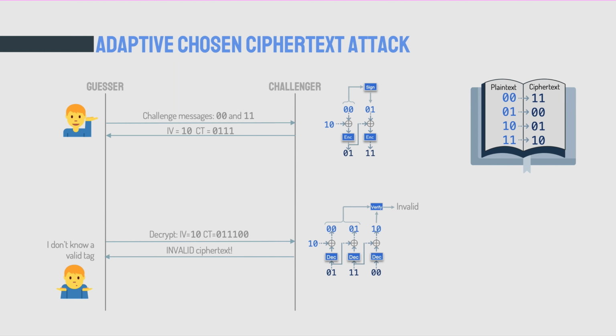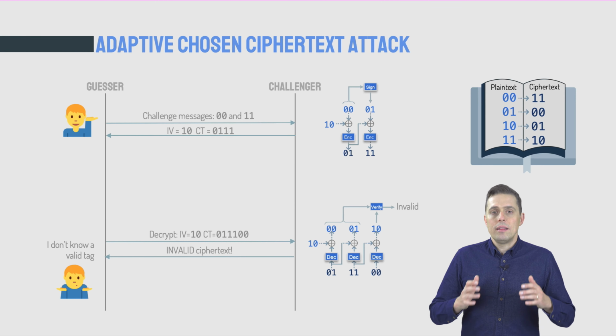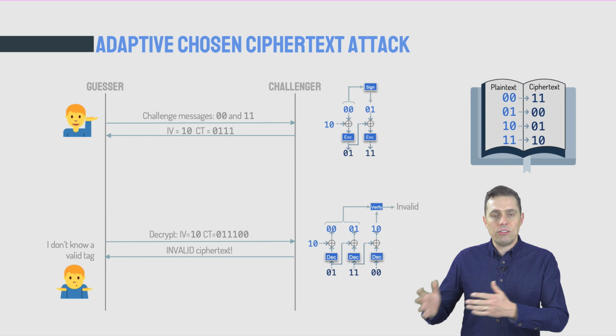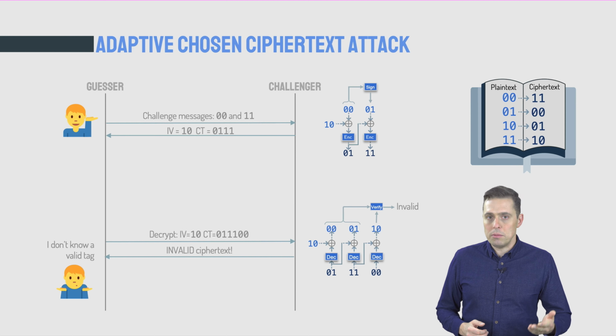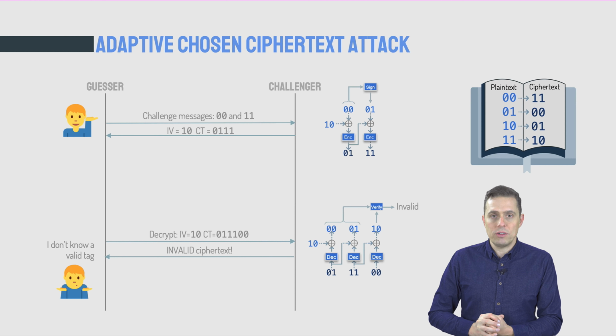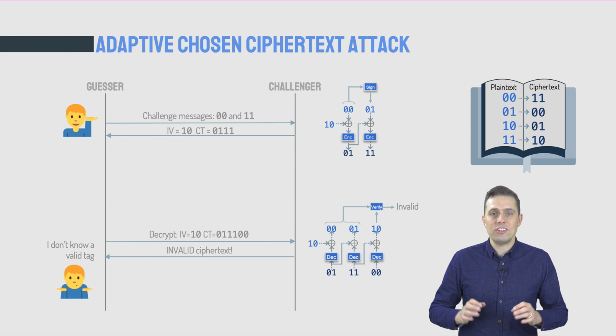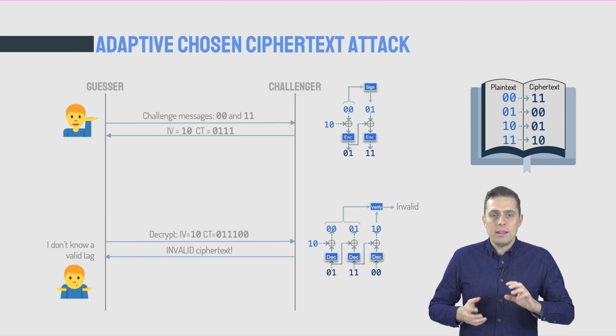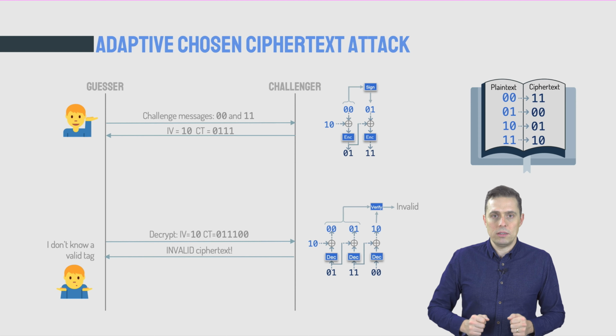Okay, so let's apply this idea back to our chosen ciphertext attack game. Once again, the guesser picks two messages and sends it to the challenger. The challenger flips a coin, picks one of the messages, and then creates the challenge ciphertext from it. The challenge ciphertext is returned to the guesser. Now the guesser is free to make decryption queries. Remember, they can't ask for the challenge ciphertext itself to be decrypted, but they can modify it somehow and ask for that to be decrypted.